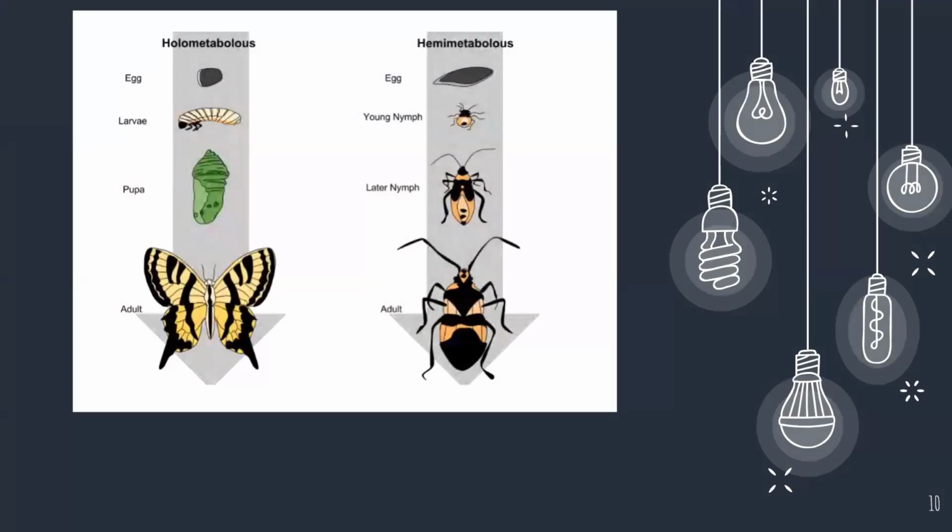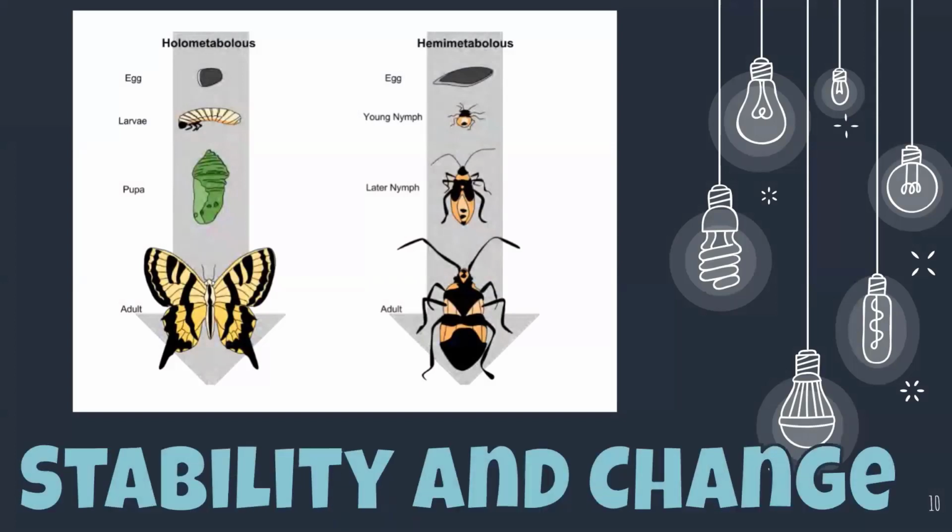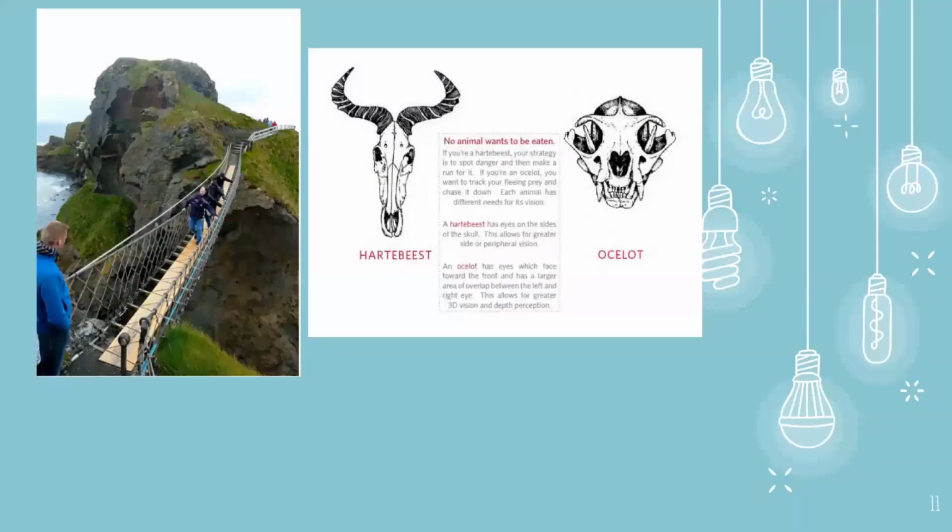Look at this photo of these two insects. Which tool would you want your students to use to look at these phenomena? If you said stability and change, yes, that's one tool they could use to look at this phenomena. Okay, here's our next one.